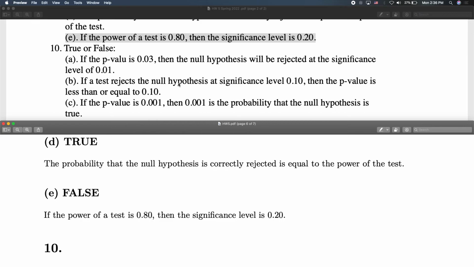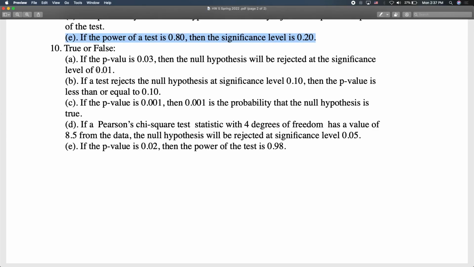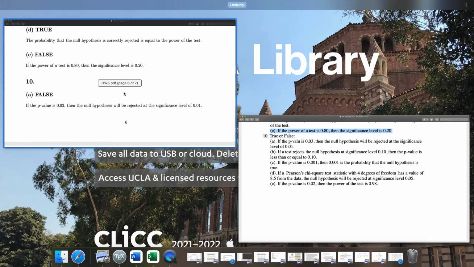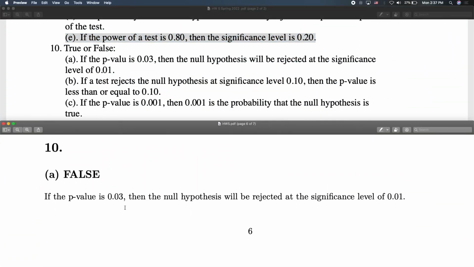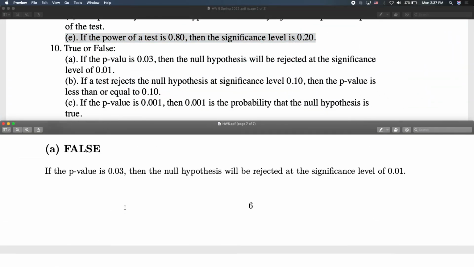And then for question 10A, the p-value is 0.03, and the null is rejected at 0.01. This should be false, because what we did is that when the p-value is less than alpha, we reject. But this here is greater than, so we should not reject the null.